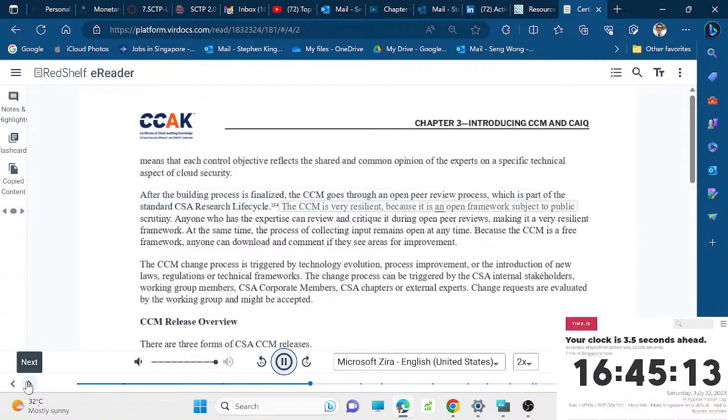The CCM is very resilient, because it is an open framework subject to public scrutiny. Anyone who has the expertise can review and critique it during open peer reviews, making it a very resilient framework. At the same time, the process of collecting input remains open at any time. Because the CCM is a free framework, anyone can download and comment if they see areas for improvement.